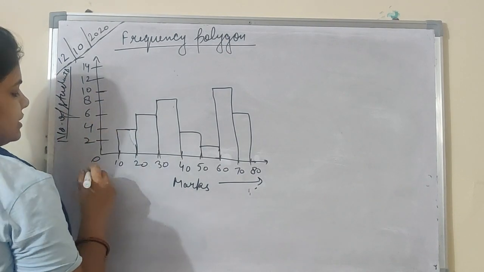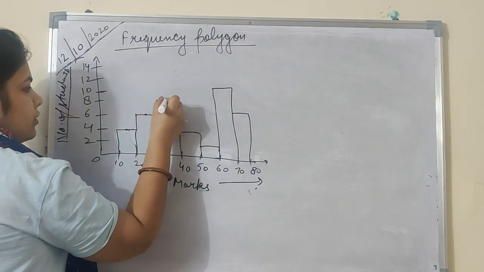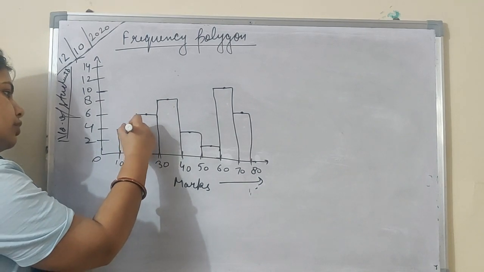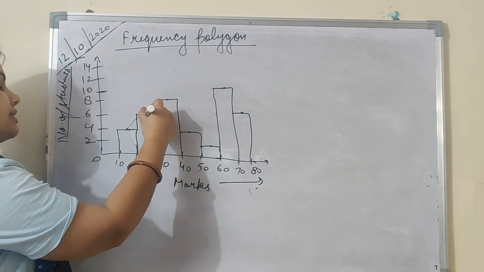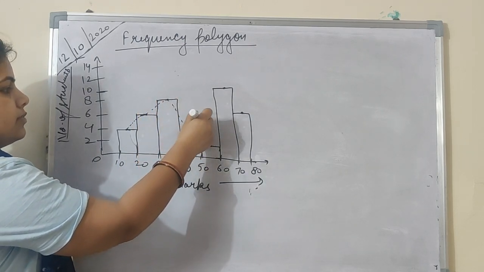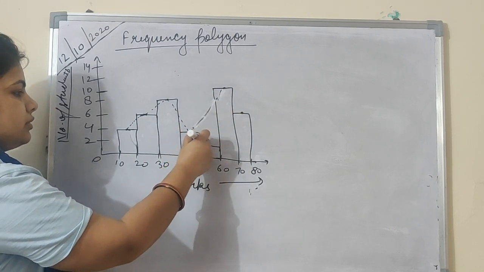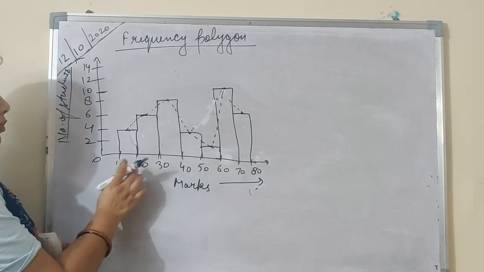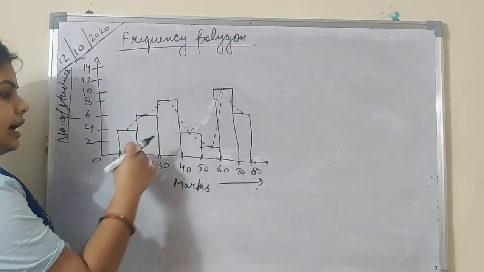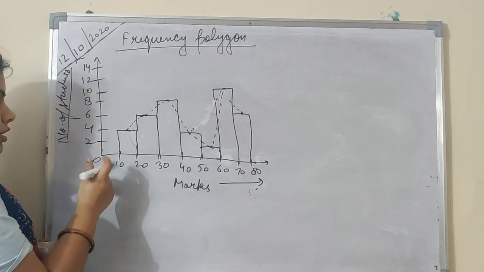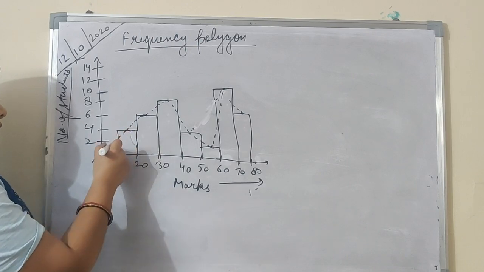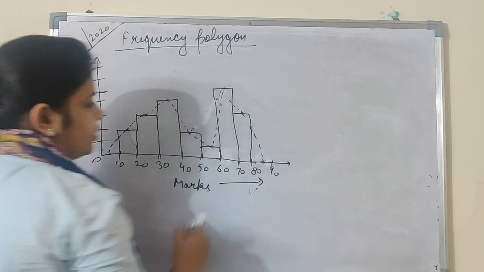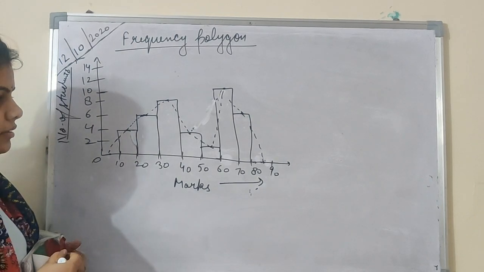Now here again, what you will see is we will take the midpoint of each bar. So the midpoints are here. Now what we will do, with rough hand or with a scale, you will join these midpoints. After joining these midpoints, the midpoints of each and every bar have been joined. Now, how to begin and how to end? You will see that here there is no bar. So we will take the midpoint of this x-axis and then we will join like this. Again here you will observe that there is no bar. So we will take the midpoint of this and then we will join like this. So this is one method to draw a frequency polygon. I think this is the easiest one.